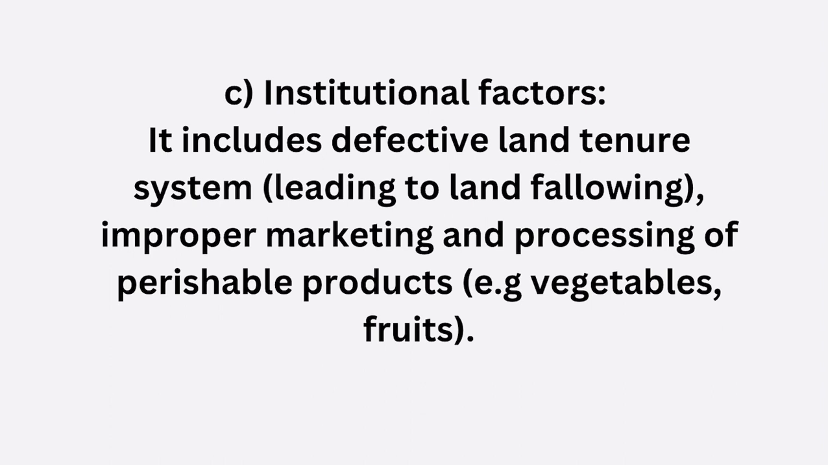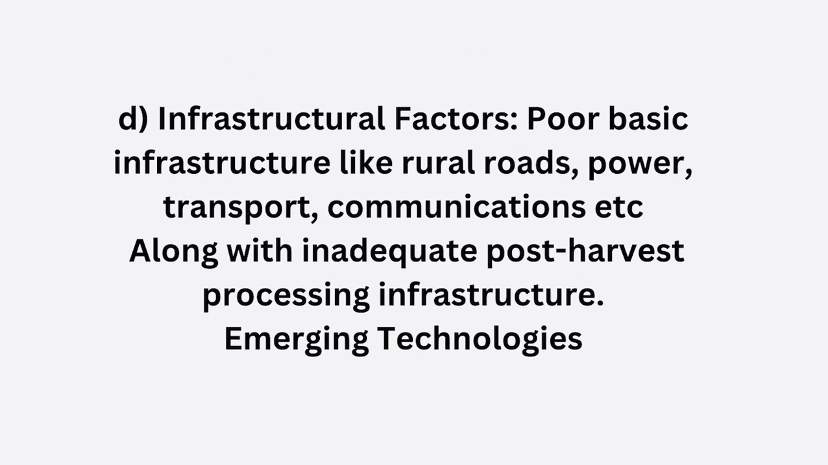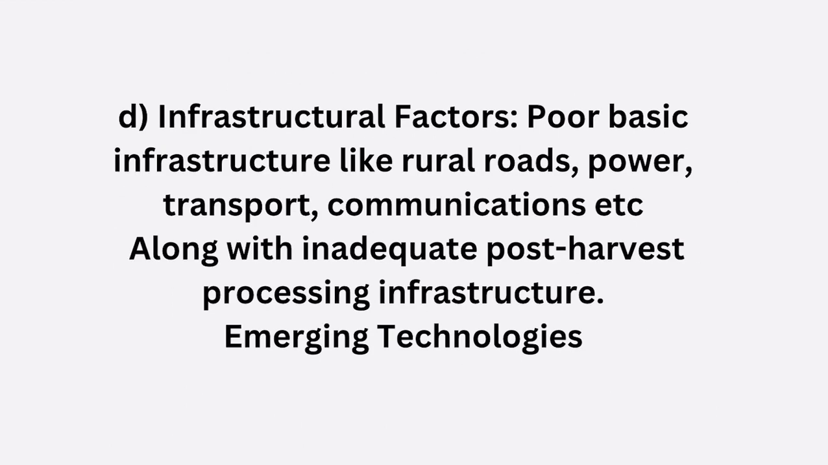Next point is institutional factors. It includes defective land tenure system leading to land fallowing, improper marketing and processing of perishable products. Example, vegetables and fruits. Perishable products are those which we can't store for a longer duration. Example, tomatoes and so on. Next is infrastructural factors. Poor basic infrastructure like rural roads, power, transportation, communication, etc., along with inadequate post-harvest processing infrastructure.